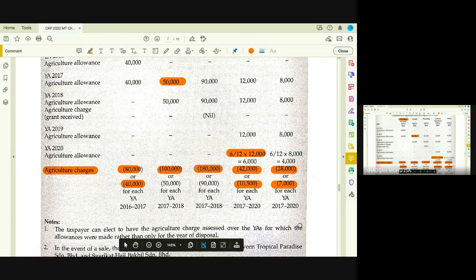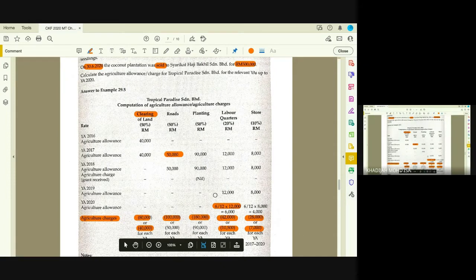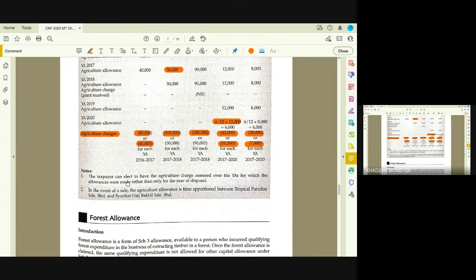So this is how you're going to do your spread back for your agriculture allowance if the disposal of the asset is within a 5 year period. Okay, the taxpayer can elect to have the charge assessed over the YAs for which the allowance were made. So remember, for which the YA were made, rather than in the year of disposal.